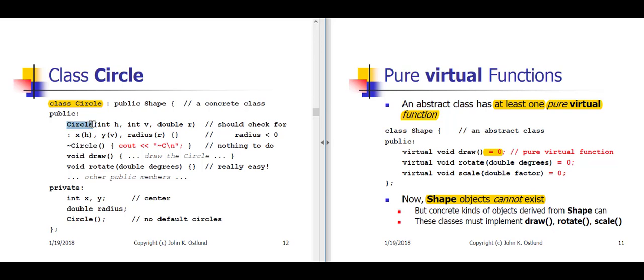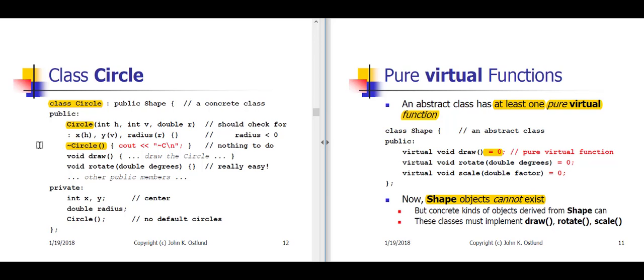And this class has a constructor which will create a circle by setting its horizontal and vertical offset for the center and also the radius. It has a destructor, which in this case there's no dynamic memory we have to deallocate or anything. So we're simply displaying a message to indicate when the destructor is called.